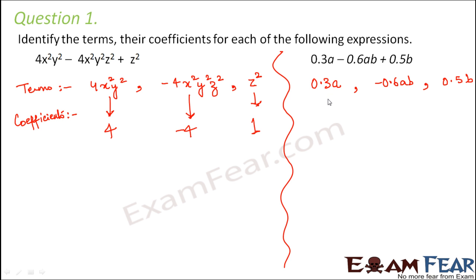And what are their coefficients? Here, what is the numeric part? The coefficient of this term would be 0.3. The coefficient of this term would be minus 0.6 and the coefficient of the third term would be 0.5. So 0.3, minus 0.6 and 0.5 are the coefficients of the three terms respectively.